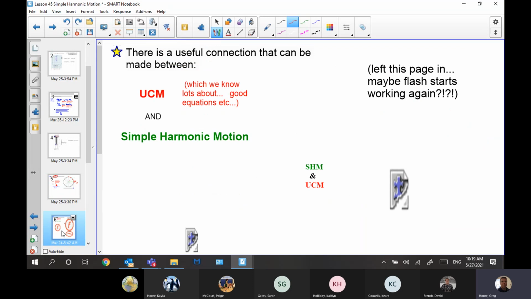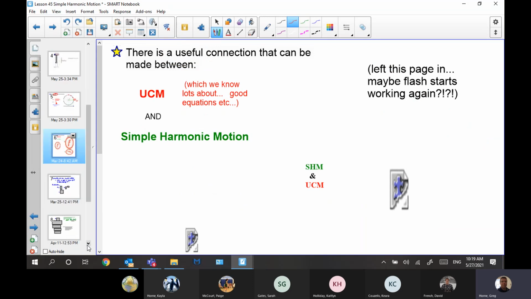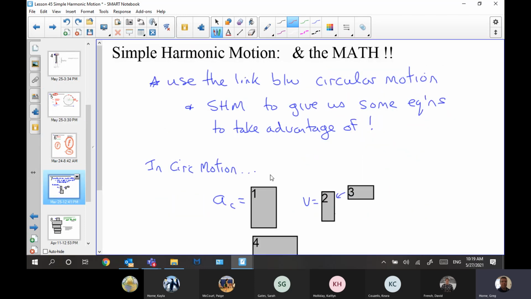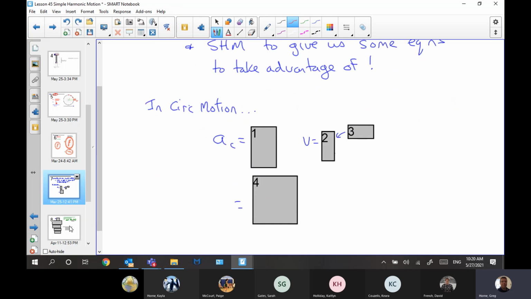So these applets are broken, so I just left the page here in case they ever start working again. But instead I found these GIFs that are okay. They're not as good as the other ones, but they're not bad. Best I could find. So for simple harmonic motion in the math, we're going to use the link between circular motion and simple harmonic motion to give us some equations that we can take advantage of. For example, in circular motion, we're going to develop the formula for this link between frequency and simple harmonic motion and k values and so on, right?